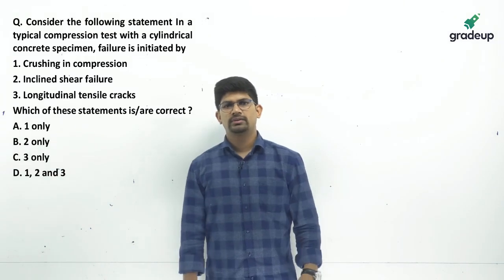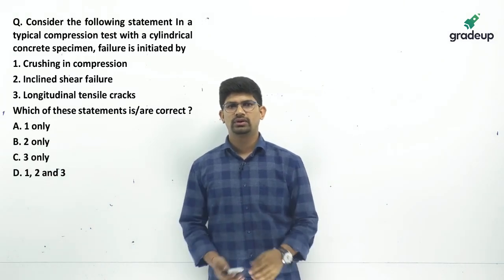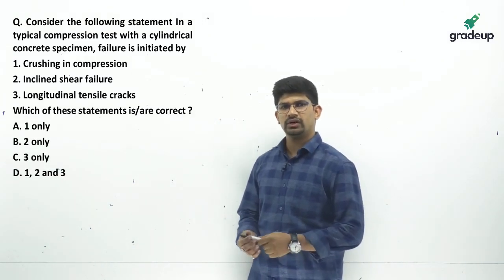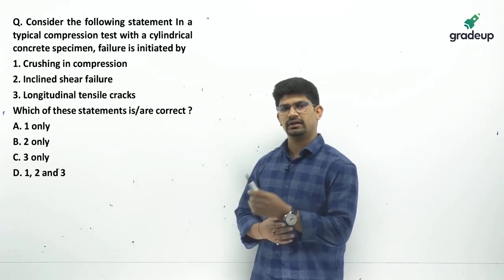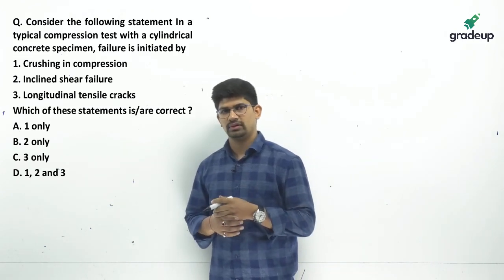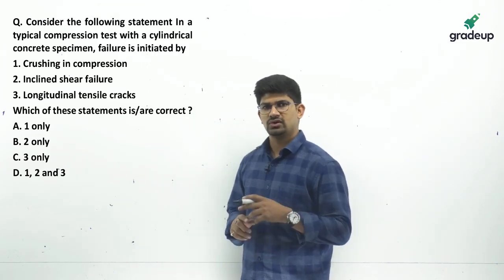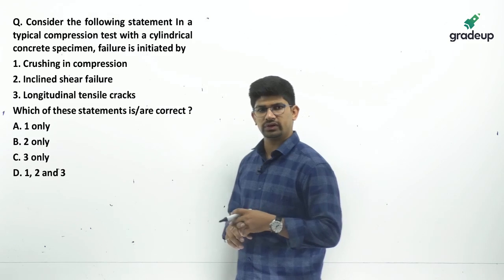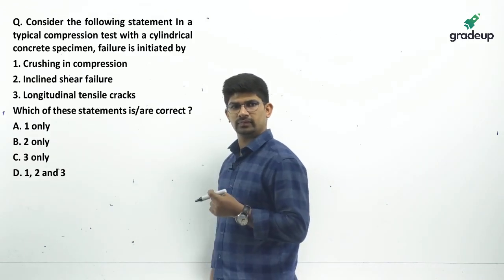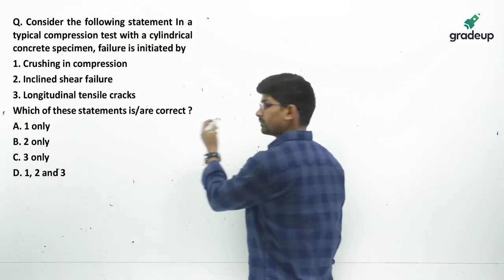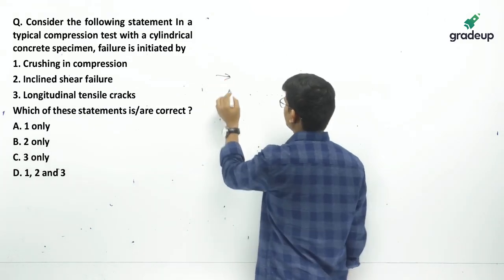Now consider the following statement in a typical compression test with a cylindrical concrete specimen. Failure is initiated by. There are 3 failure modes: crushing in compression, inclined shear failure, and longitudinal shear cracks. So which of these will occur in the concrete specimen? Okay. Just post your answers. Till then I will be writing the content here.